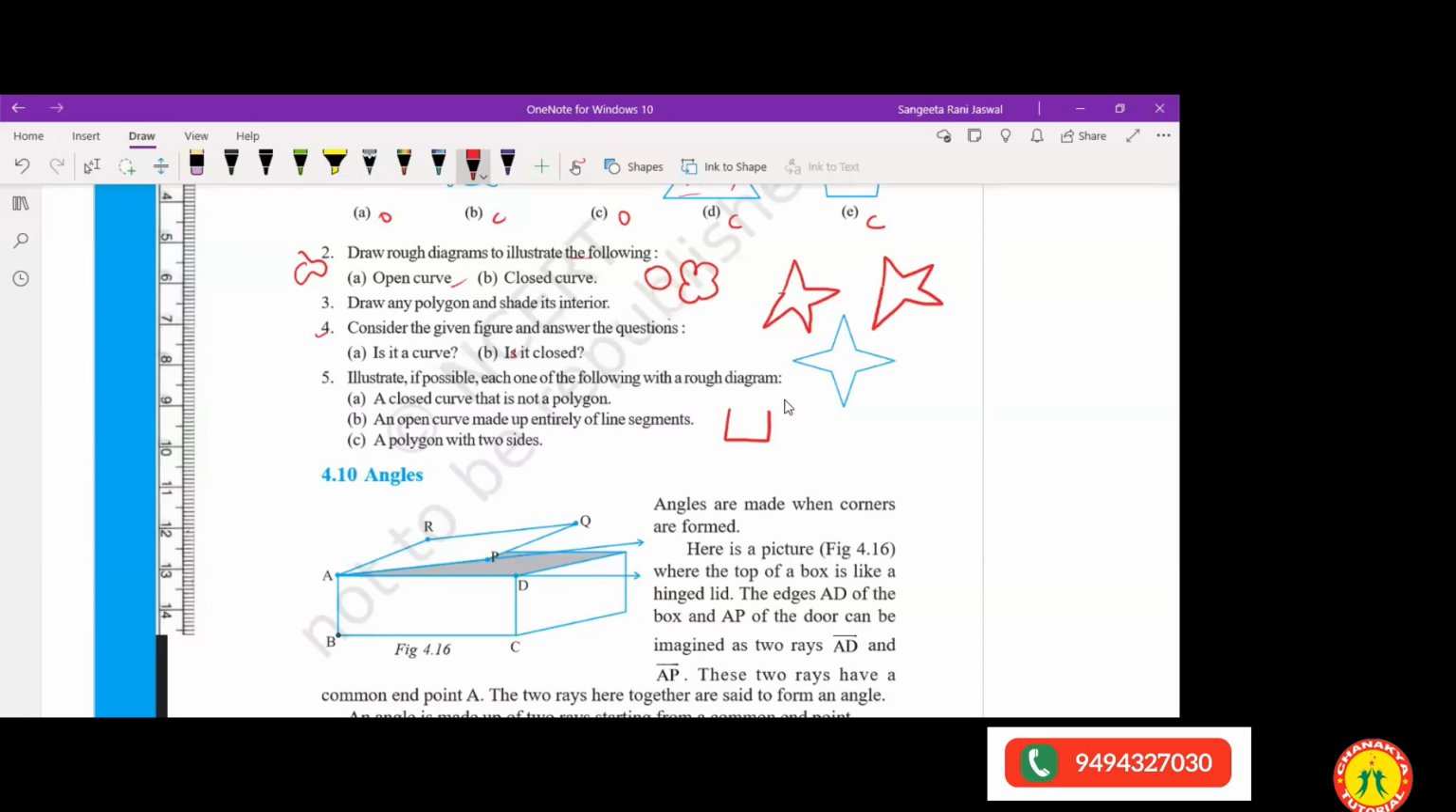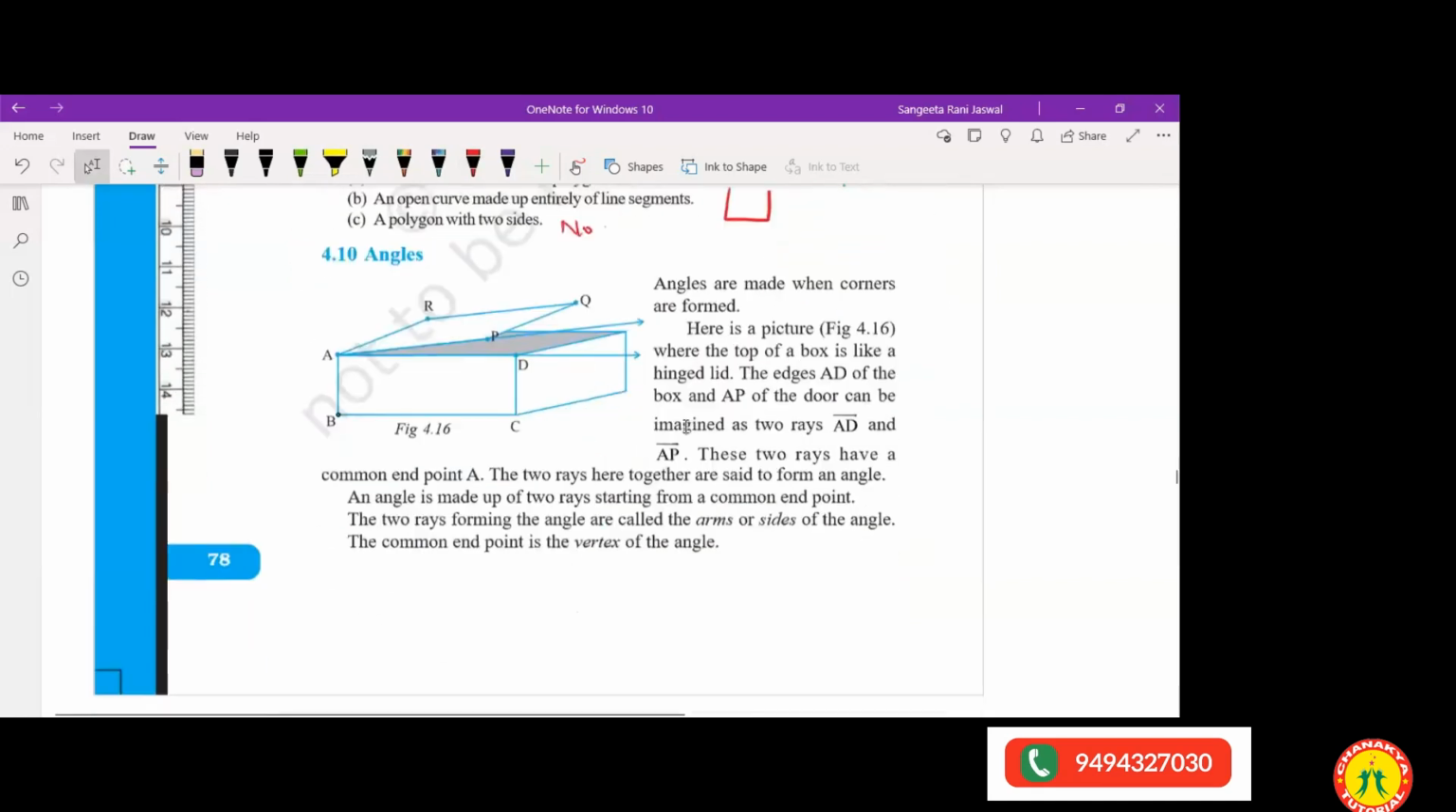Okay, a polygon with two sides. Can you make a polygon with two sides? No, ma'am, it's not possible. To make a polygon, we need three sides. Ma'am, only three or more. Yes.